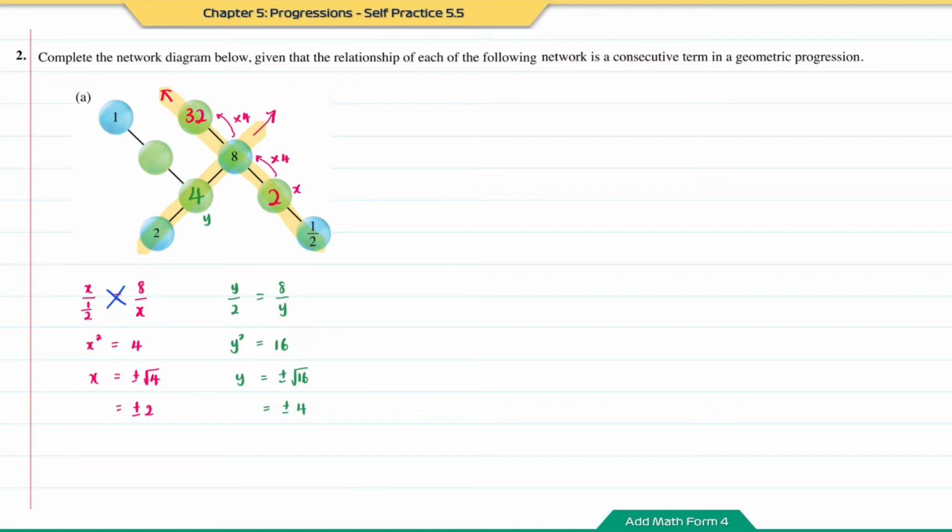So if I put a positive 4 here, 4 divided by 2, these geometric progressions, you are multiplying 2 to the previous terms.